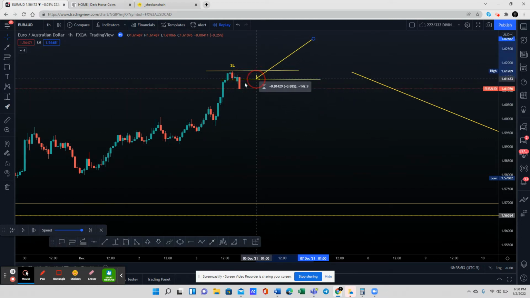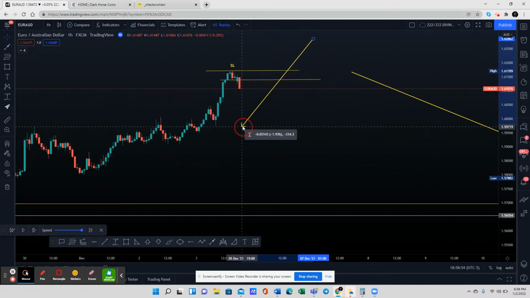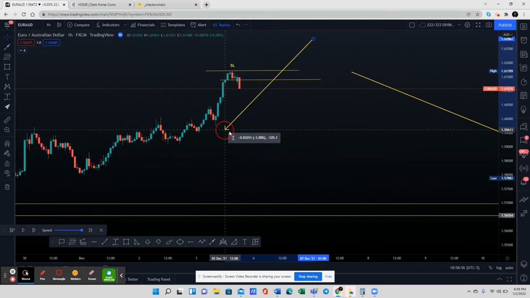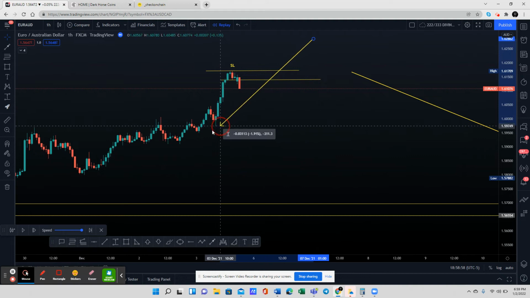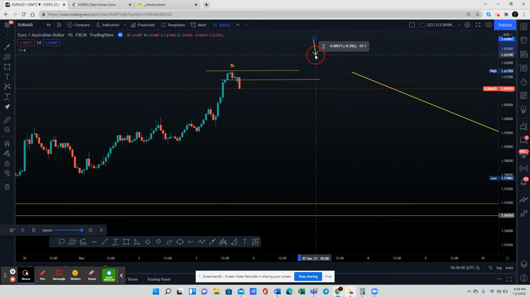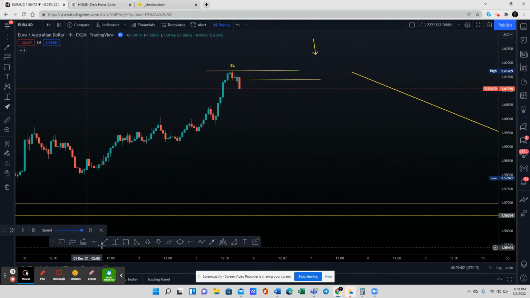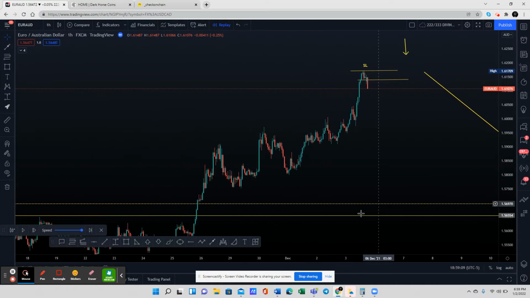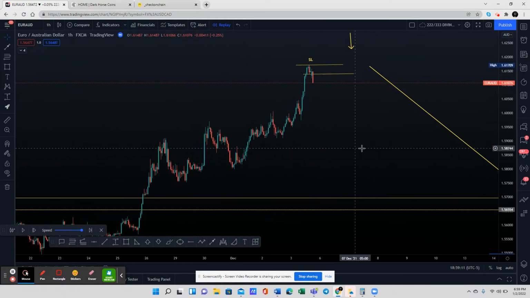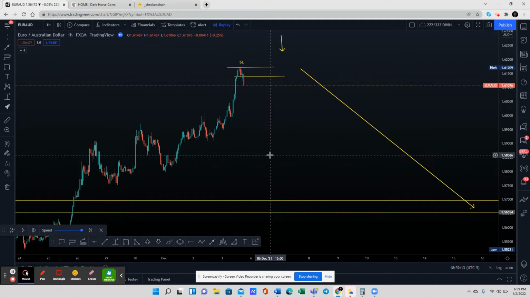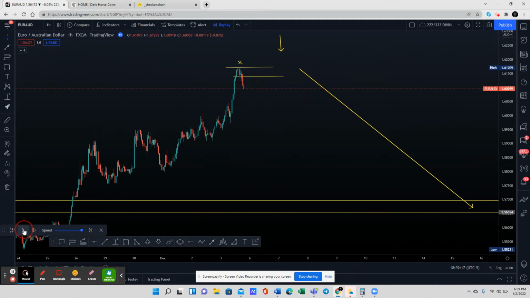All right. So where do we want to take this back up? We want to come back into a market structure area. So really, this is probably where I want my first target to be. However, remember I said I want to come back down to this box zone down here because this is the golden ratio. So we use a Fibonacci retracement tool.